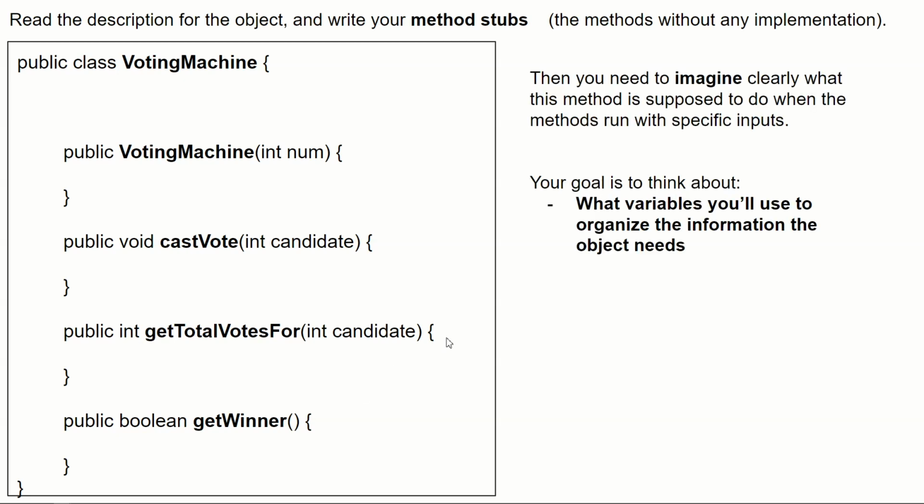Okay, so the second step is you're thinking, my object needs to be able to do these things. I have to be able to tell it to cast votes. I'm going to ask it how many votes for a candidate. I'm going to ask it who's the winner. And so you need to think about what variables you're going to need in order to do those things.